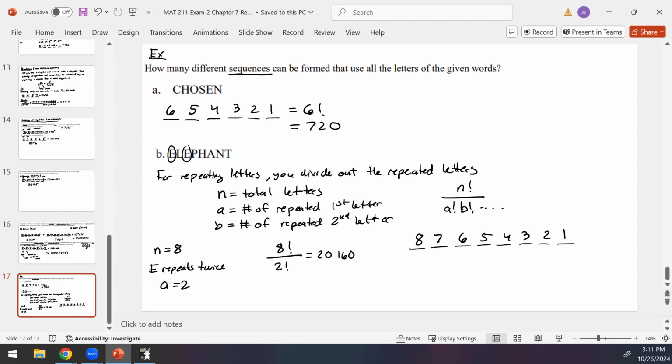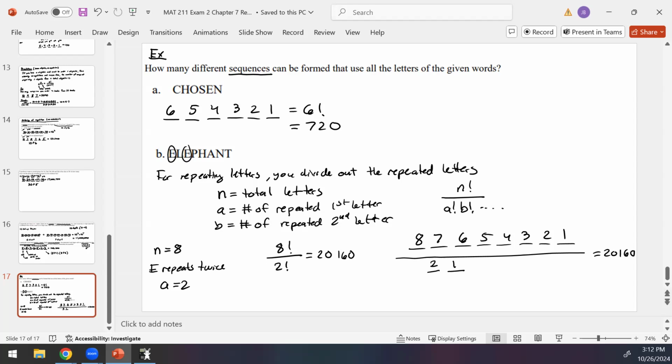But the problem is the two E's, you can't tell the difference between them. If you swap the E's, the sequence looks the same. So I need to get rid of that, and I'm going to divide by my first repetition. How many E's are there? There's 2 and then 1. So I can divide out the first E and then the second E. And that gives you 20,160.